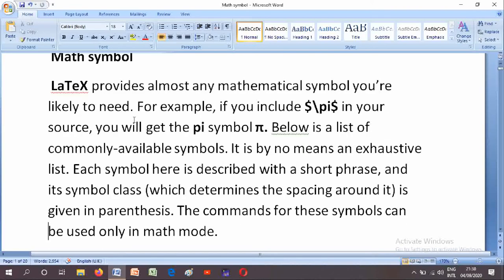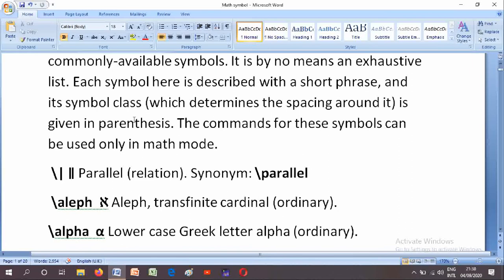Each symbol there is described with a short phrase and its symbol class, which determines the spacing around it. It's given in parentheses. Commands for these symbols can be used only in math mode. Backslash vert, vertical bar, parallel, relation. Its synonym is backslash parallel.